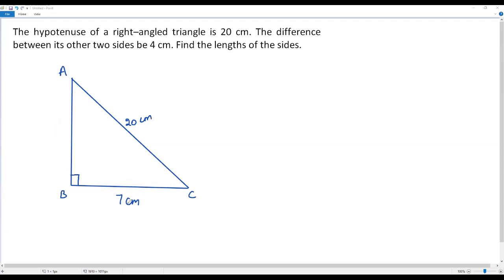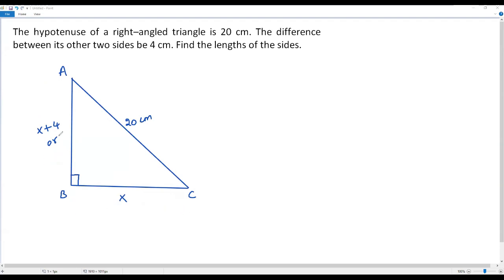So if I know the length of one of these two sides, then to get the length of the other side, AB, I have to either add 4 to this one or subtract 4 from this one. But I do not know the length of BC. Just for an example, I took 7 centimeter. Let me assume x as the length of BC. Then what must be the length of AB? The length of AB has to be either x + 4 or x - 4. If I take x + 4 or x - 4, then the difference between the lengths of AB and BC will be 4.